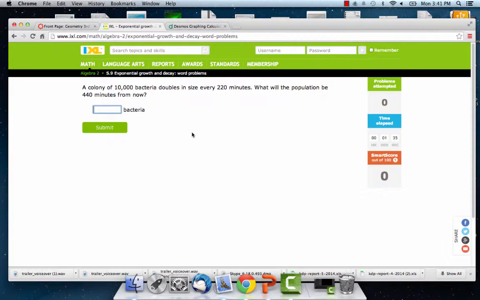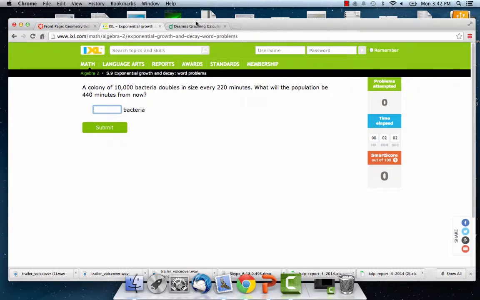So we basically just want to take whatever's happening, doubling, tripling, halving, whatever, and then the portion of the number of times it's occurred. That sounds crazy right now, maybe since I'm not writing anything, but it looks like this. The first one says, a colony of 10,000 bacteria doubles in size every 220 minutes. What will the population be 440 minutes from now?